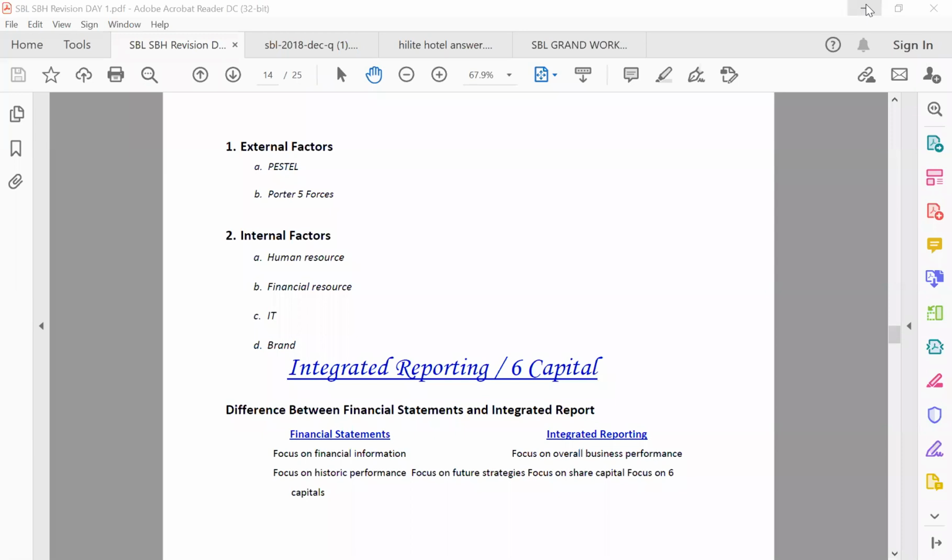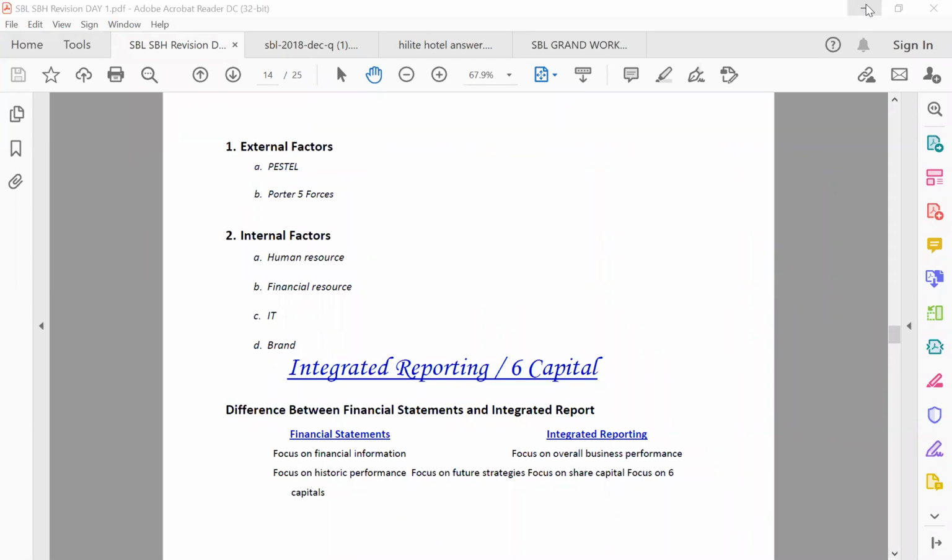After completing this topic, I will be moving towards past papers. Now, in today's class, just to save time, I have drafted the past paper in such a way that we will not be reading the entire past paper, but only the relevant information that will help us in formulating our answers. So basically, we are talking about integrated reporting, that is the six capitals. Now, what is the difference between the financial statement and integrated reporting?